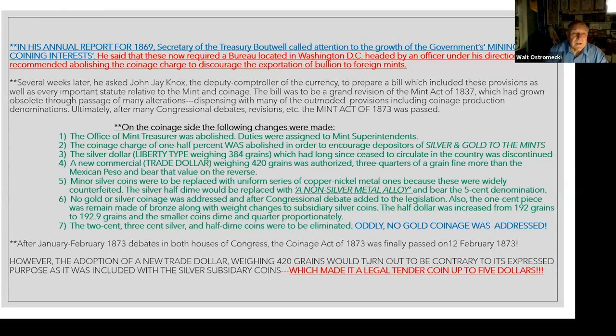First off, the office of mint treasurer was abolished. Did you know someone actually was a mint treasurer?